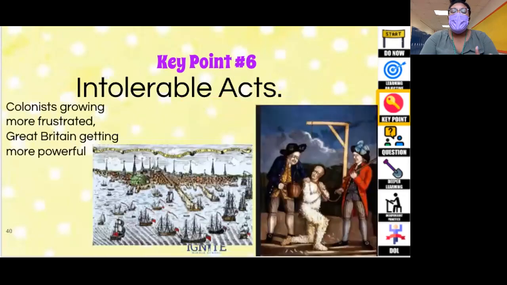The result of the Intolerable Acts: colonists are getting more frustrated. They're getting more annoyed with Great Britain's strict rules. And as the colonists are getting more annoyed, Great Britain is getting more powerful. So there's a strong imbalance of power. Great Britain is putting more laws on the colonies to keep them quiet and keep them behaved. Colonies are starting to boil up in frustration. They don't want to be restricted anymore. They want to run themselves. Know that tensions are rising between Great Britain and the colonies at this point in history.